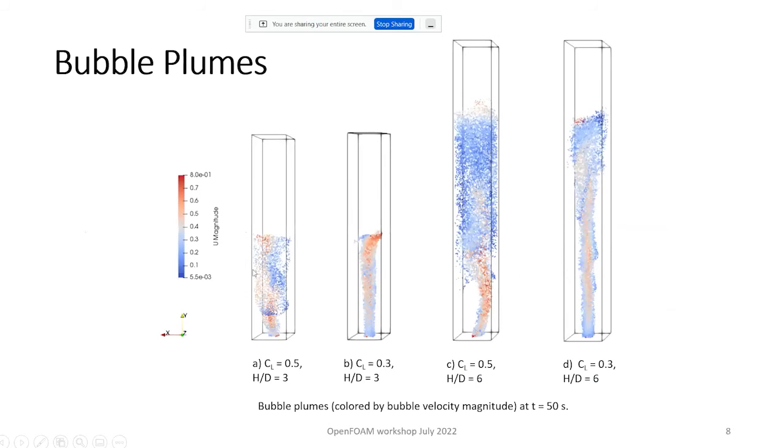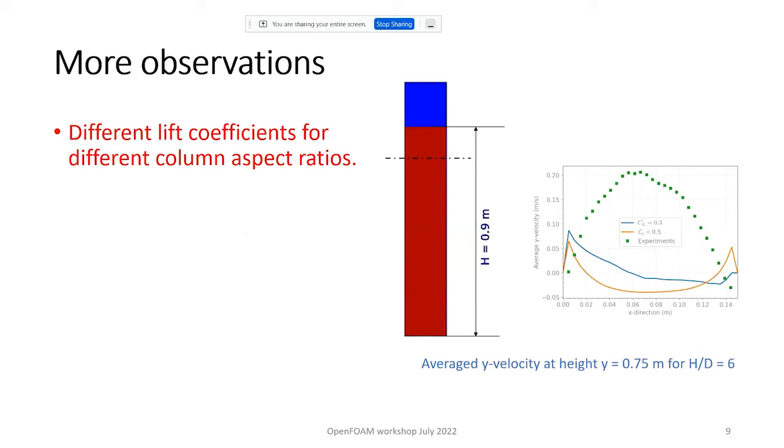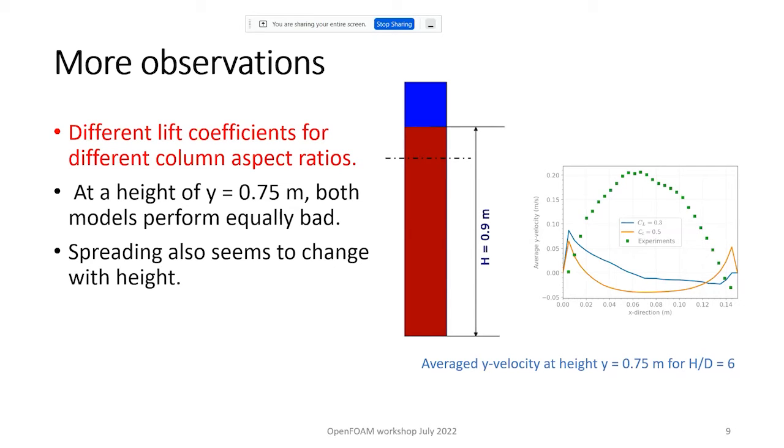This is how the bubble plumes look for different CLs, lift coefficients, and for different heights. You can expect that for higher CL, there is higher spreading. What we do is we try to observe more. In the higher region of the column, we observe that both lift models don't work properly. Also, the amount of spreading seems to change with height as well. And the problem now is that we don't really have a universal CL. So how do we fix this?